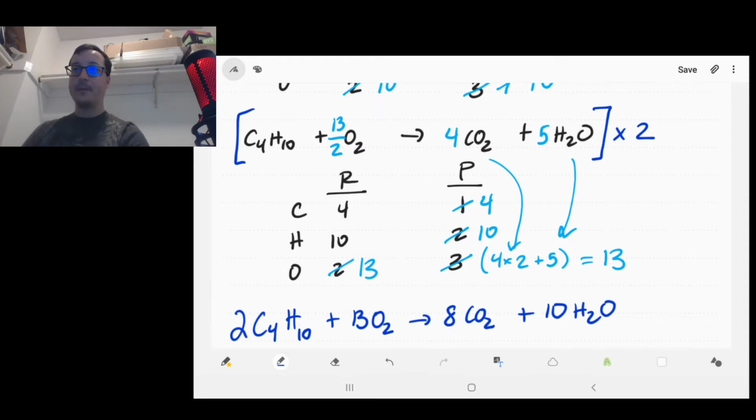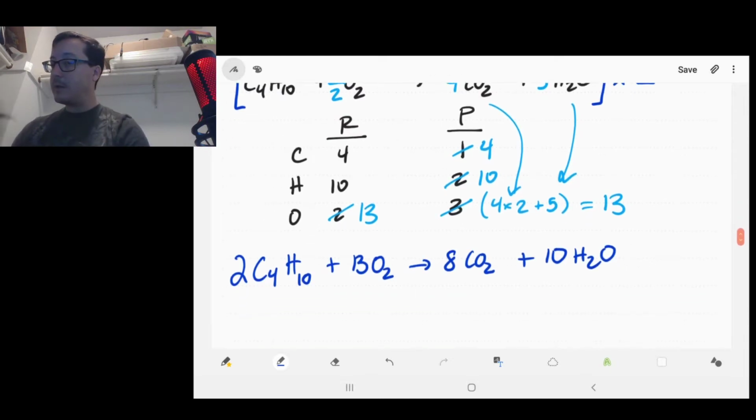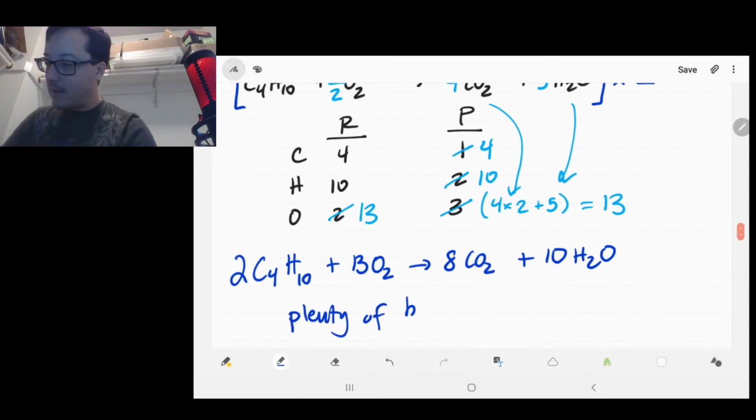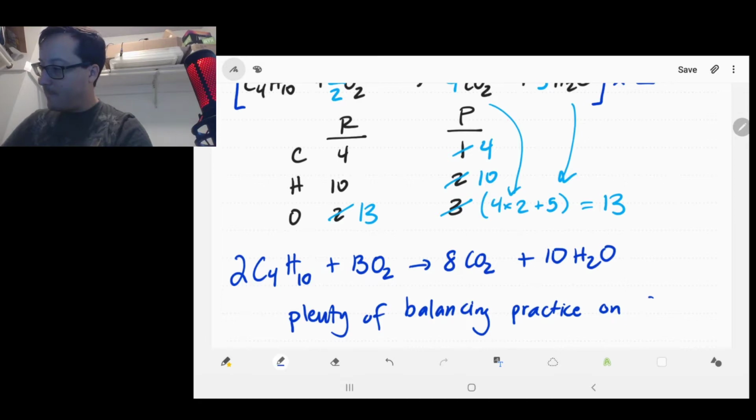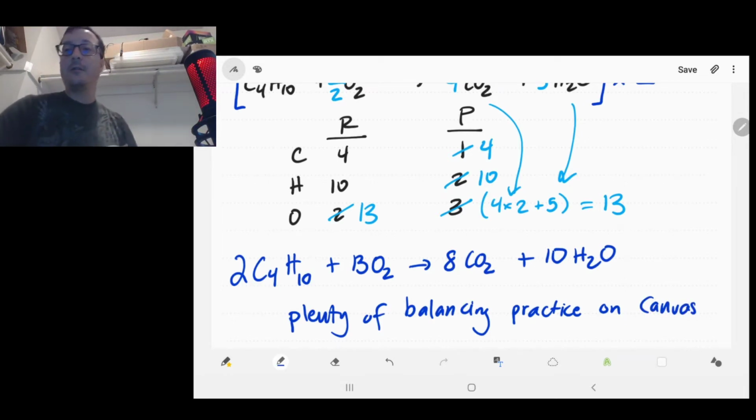All right. So this is a skill that you may not be super confident on right now, but practice, practice, practice. That's going to be our friend here. There is plenty of balancing practice on Canvas. If you are on our homepage, you scroll down to the module called Extra Practice.